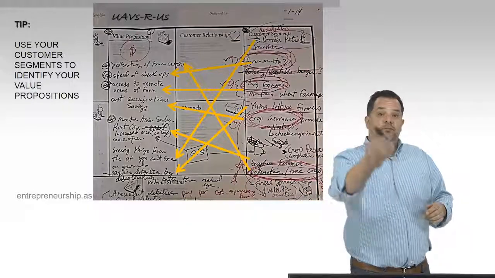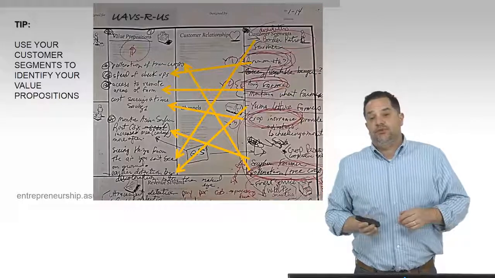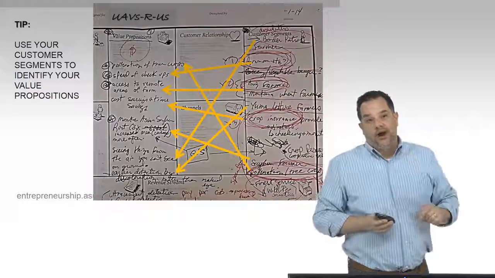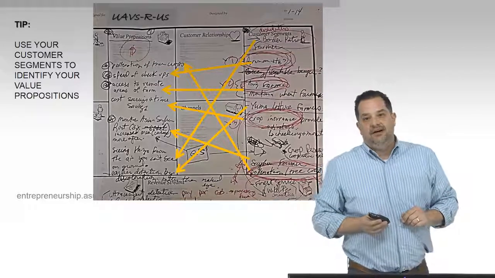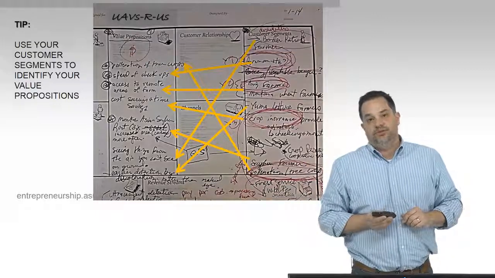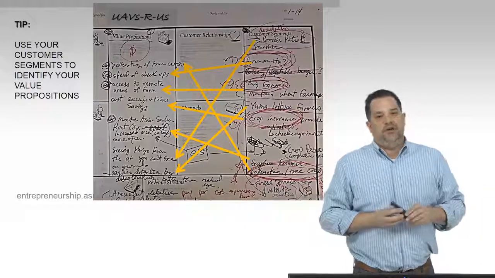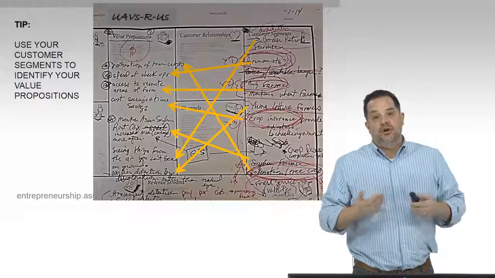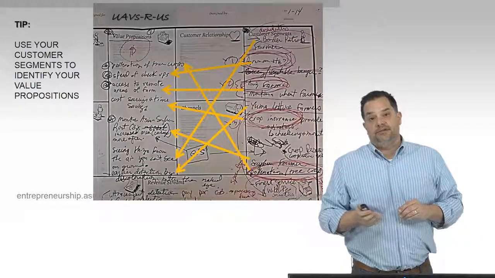Every one of these value propositions has customers that are associated with them. And the yellow arrows that you see show how we assigned each customer segment a value proposition. Made it much easier for us to answer that question, why would our customers want to buy from us?